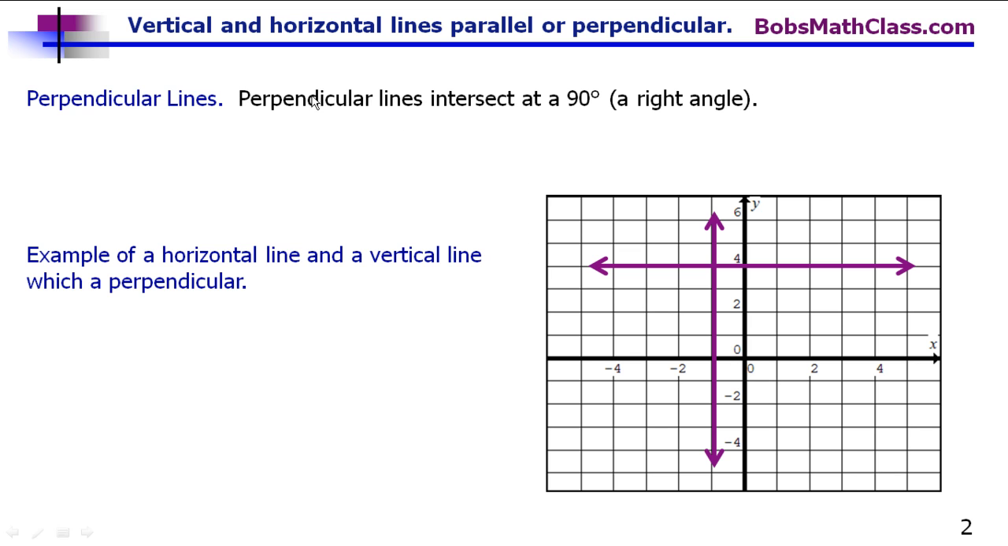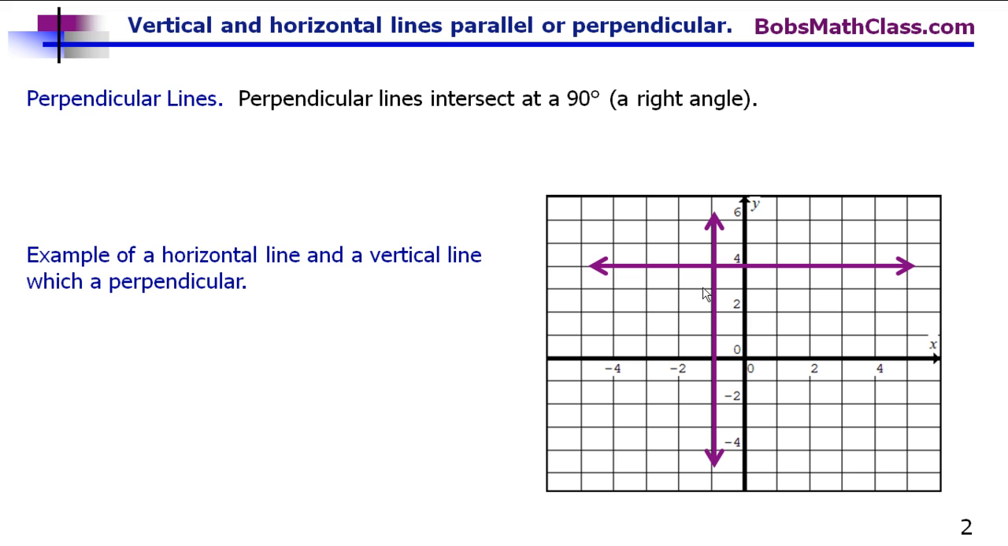Okay. Perpendicular lines. Perpendicular lines intersect at a 90-degree angle. So this is a 90-degree angle right here. It's also called a right angle. So in this case, we have an example of a horizontal line and a vertical line, which are perpendicular. So any horizontal line is always perpendicular to any other vertical line.